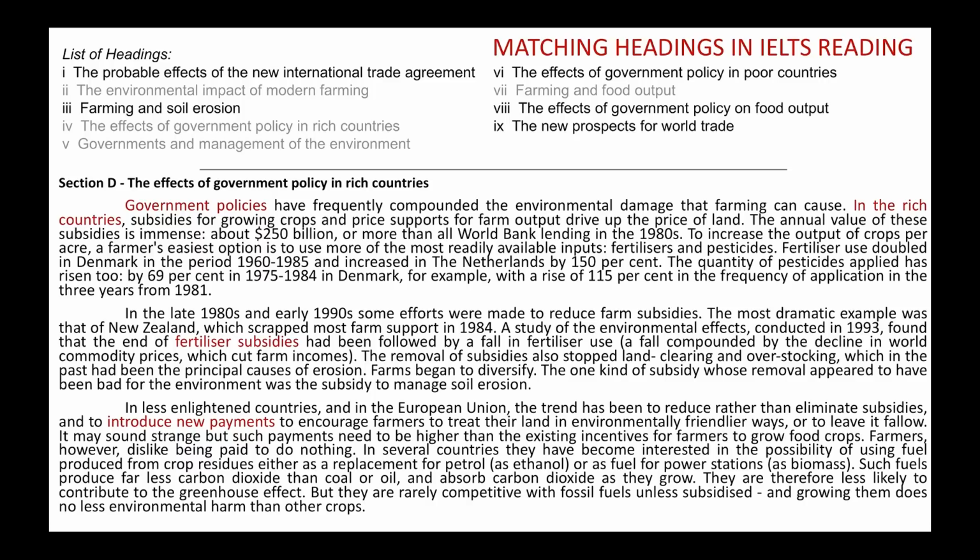The effects of government policy in rich countries, because this is obvious. We have here stated the rich countries that we are talking about, again, Denmark, the Netherlands, New Zealand, and the European Union. And we have here the government policies stated, which are, for example, the subsidies for fertilizers, and then payments to farmers, and so on. There is not much about soil erosion, for example, or international trade agreements. So it is clear that we put here heading number 4.